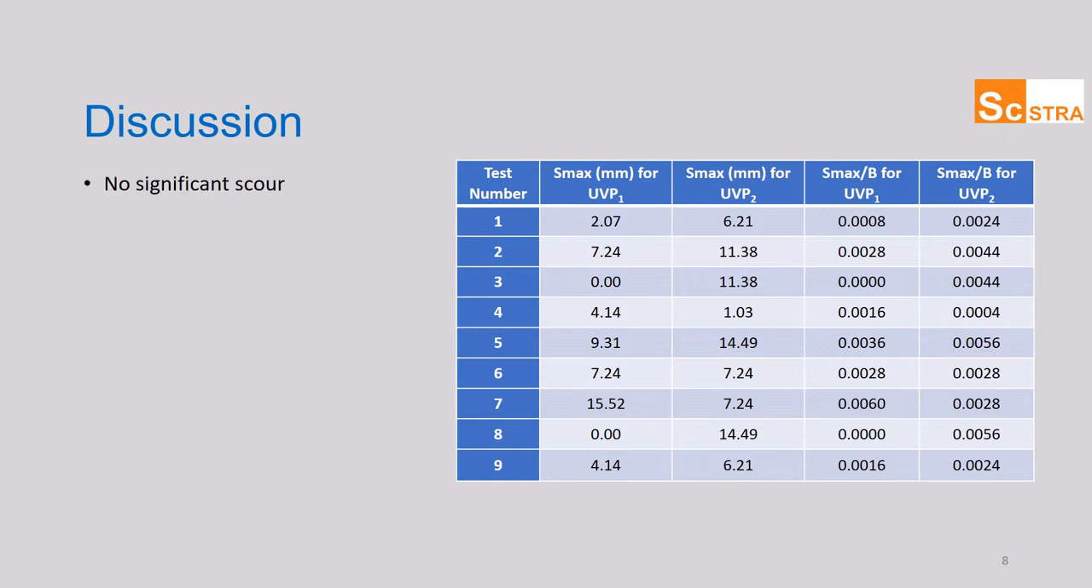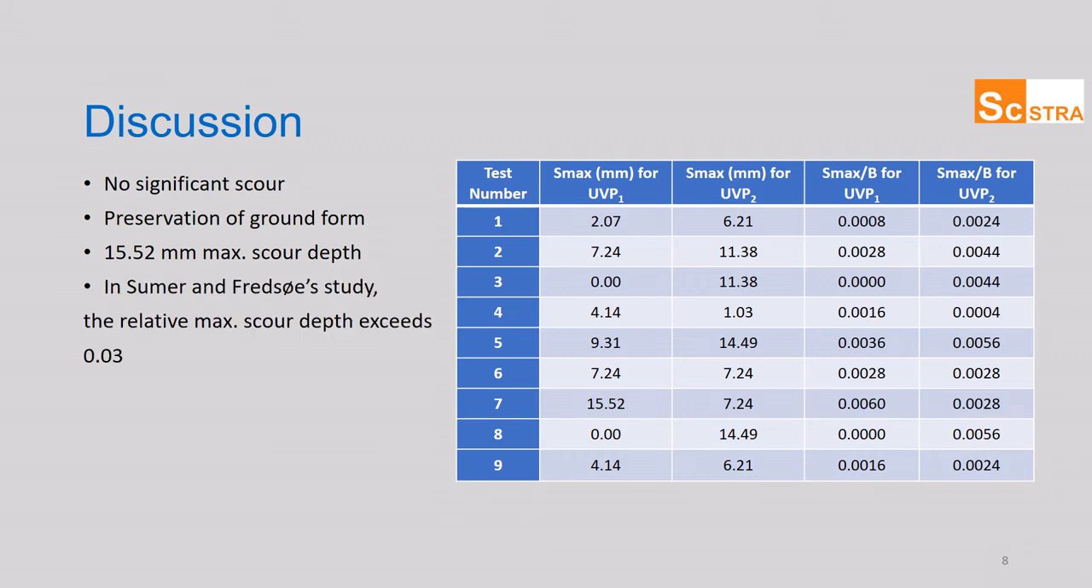In the broken waves case, no significant scour was obtained. The comparison of the ground floor and the maximum scour depth is shown in the slide. In the Sumer and Fredsøe study, the relative maximum scour depth is 0.0.